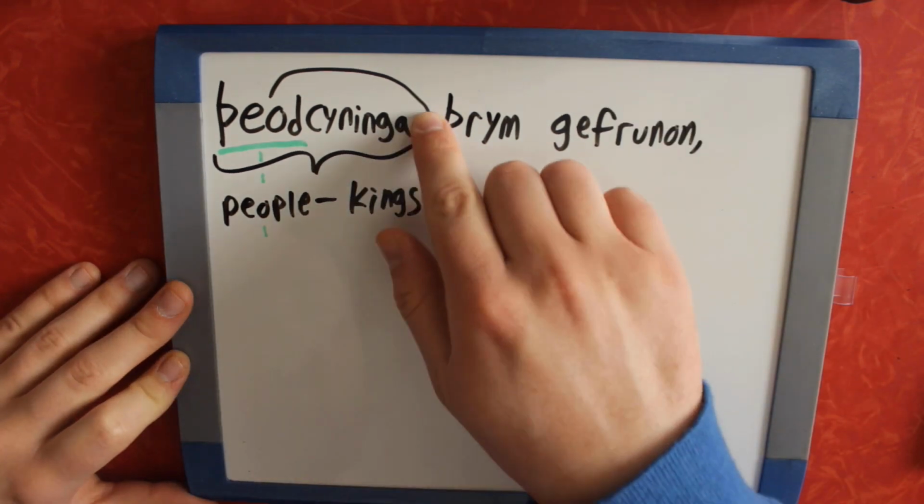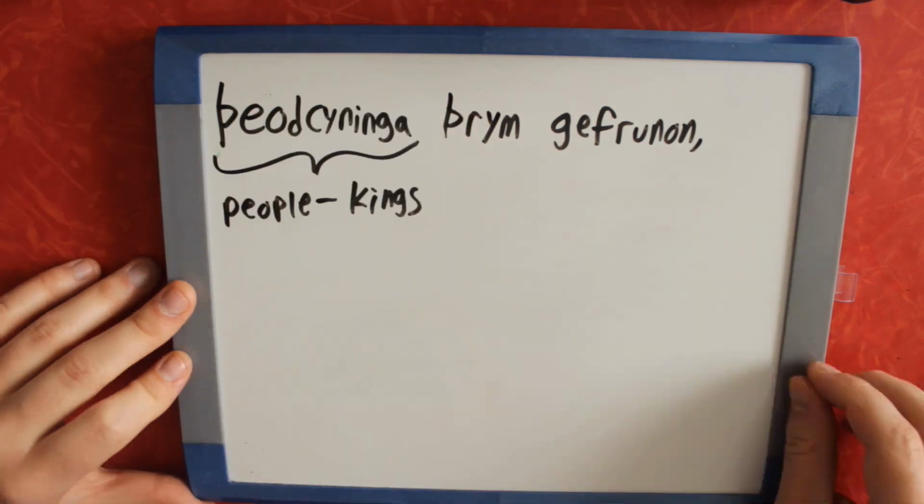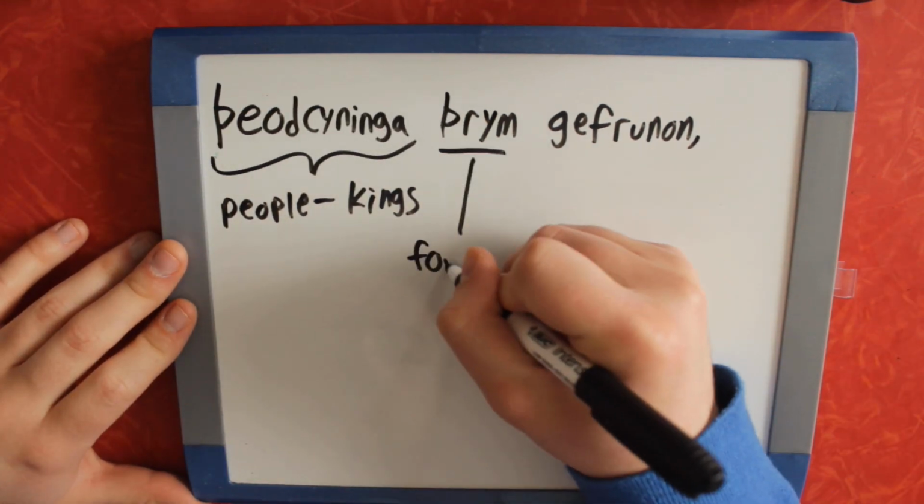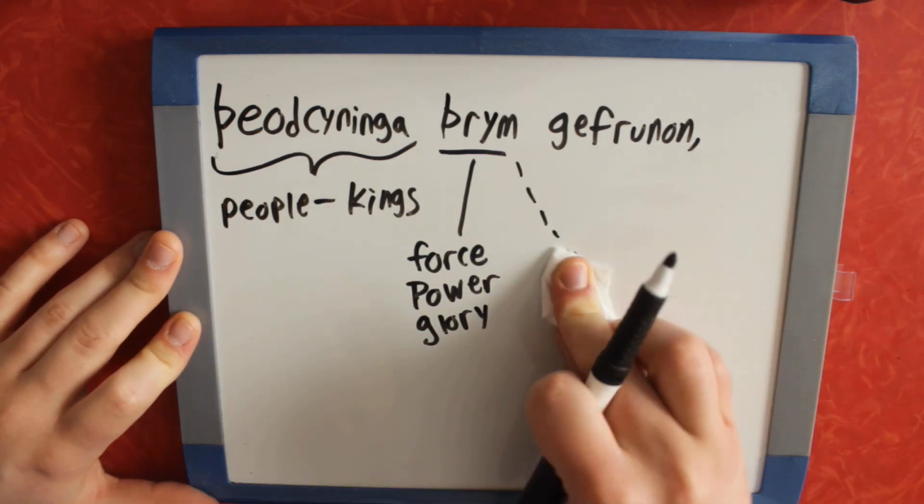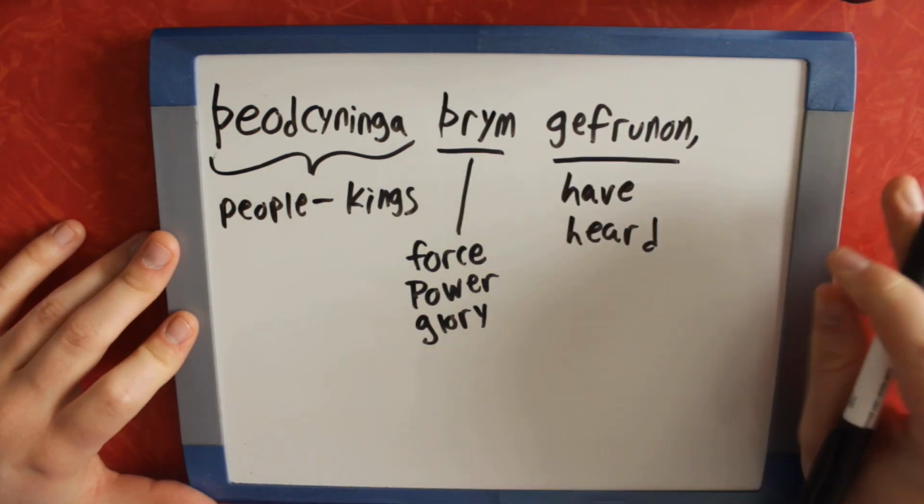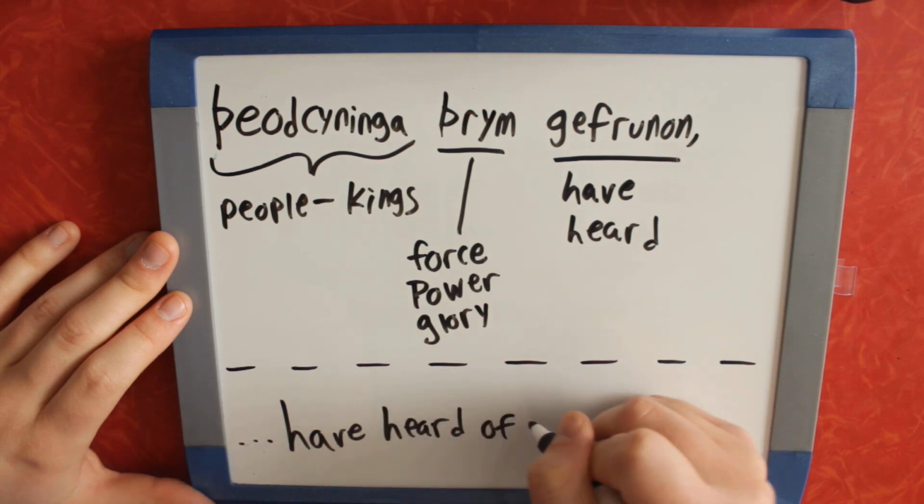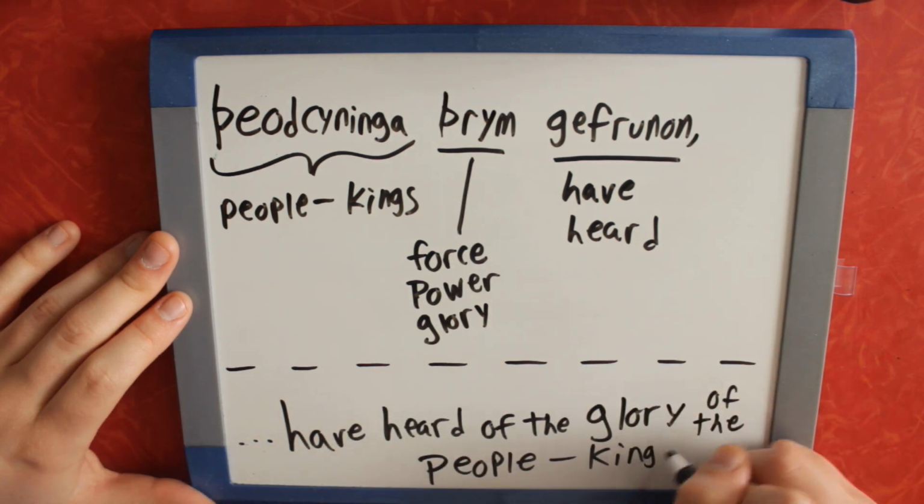Thrym means force, power, or glory. It is cognate, that is to say it shares a common ancestor, with Icelandic thrymja, which means to thunder. Gefrunon means have heard. So this line translates as have heard of the glory of the people kings.